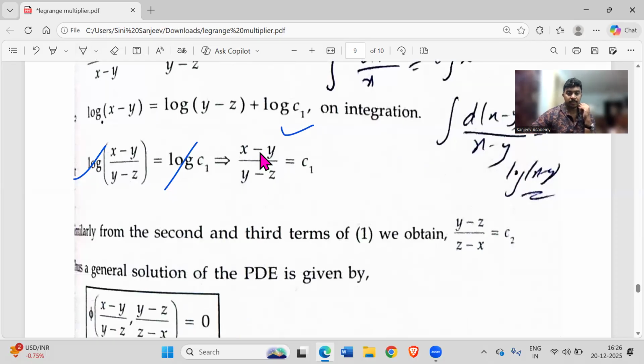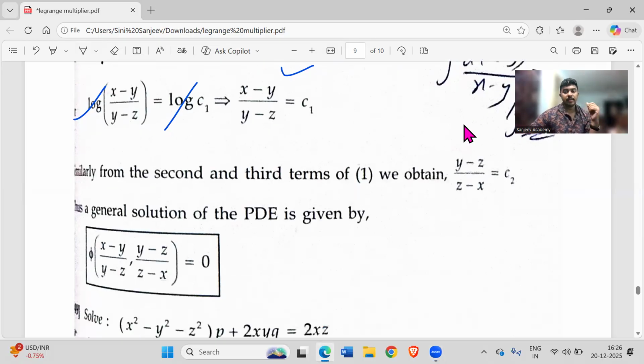Okay, similarly, replace what? X with what? Y and y with z. Then you'll get the required general equation. That's all. So you can pause it and you can do it.